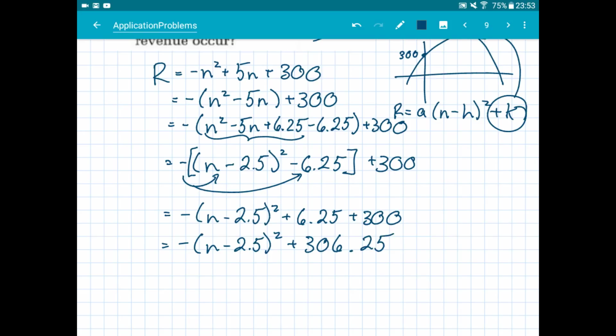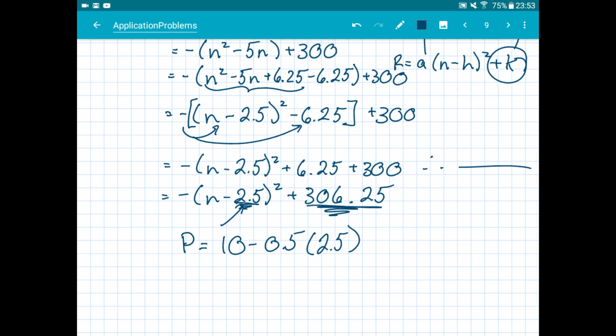So her maximum revenue, this is the sweet spot, is $306.25. So you can write out a conclusion. And that'll happen when she has 2.5 price decreases. So the new price would be equal to 10 minus 0.5 times 2.5.